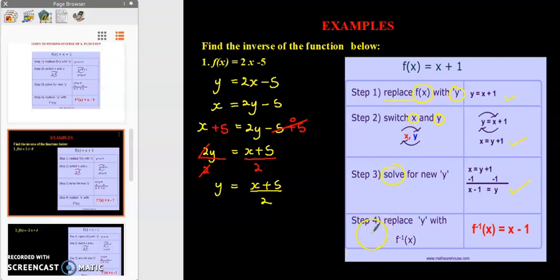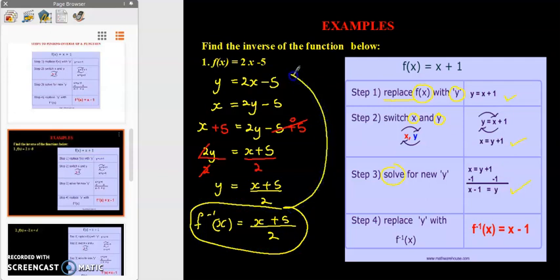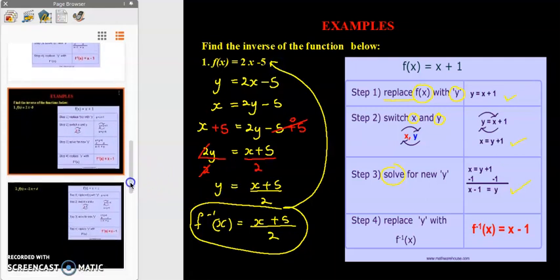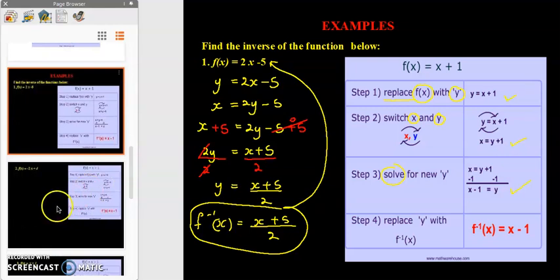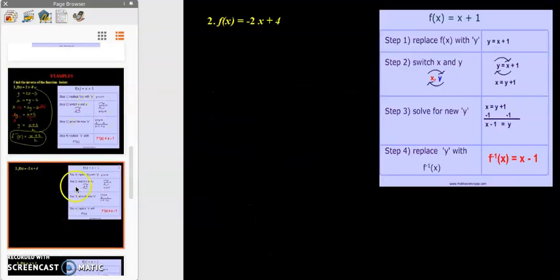And step 4 now, the final step: replace y with f inverse of x. That's the only thing you're going to do. So replace the y with f inverse of x, which is equal to (x plus 5) over 2. So this is the inverse of the function. That's the inverse for that function. Once you follow the steps, you shouldn't have much challenge with solving these kinds of problems. So let's move on to our next one now.